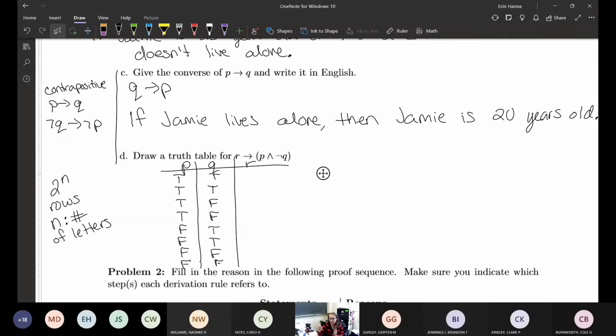There's a bunch of different ways you can set this up. The way I personally like to do it is I make my P's half true and half false, with the first half true. With 3 letters, the next one is going to be 2 true, 2 false, 2 true, 2 false. And then the third one is going to alternate, each one being true and false. As long as you get all of these situations in there, it doesn't really matter.